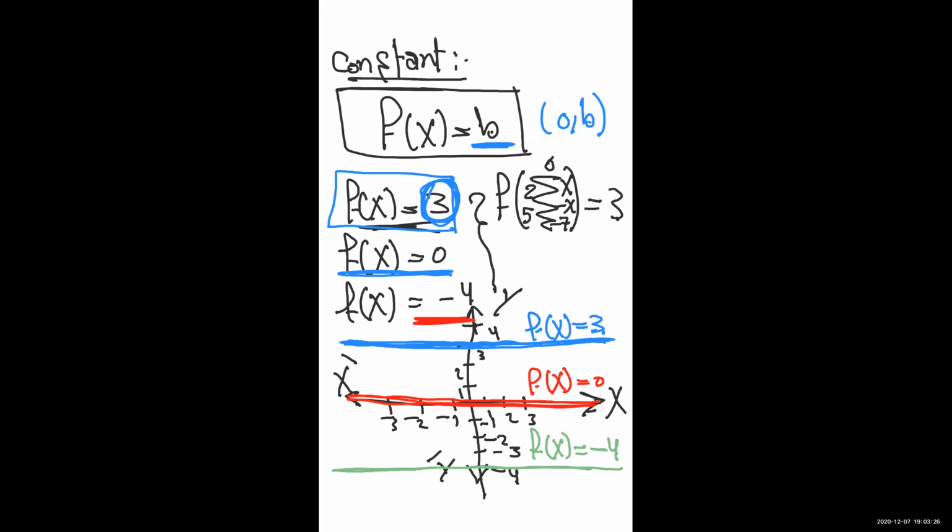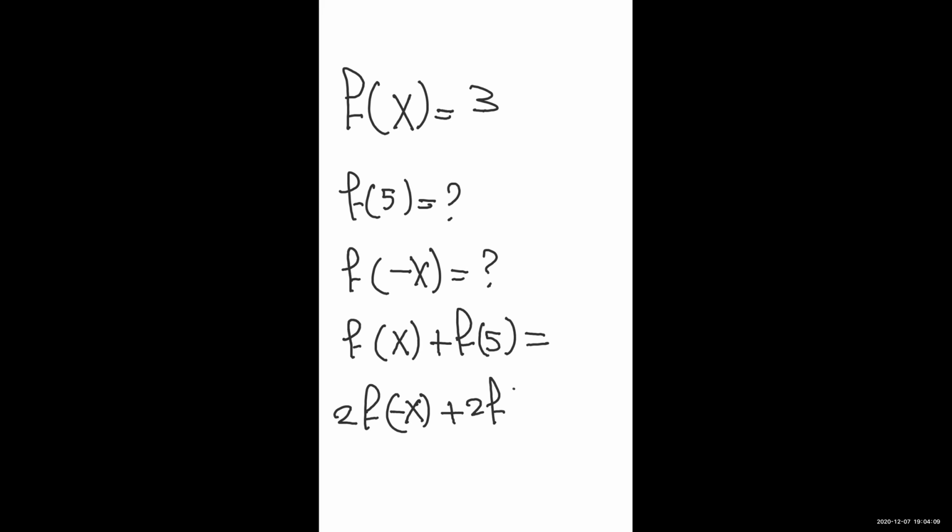We said that the constant function always has a constant value. It will never change. So if I have a function like f of x equal 3, now f of 5 equals what? And f of negative x equals what? And f of x plus f of 5 equals what? And 2f of negative x plus 2f of 3 equals what? All these questions have a very, very simple answer.